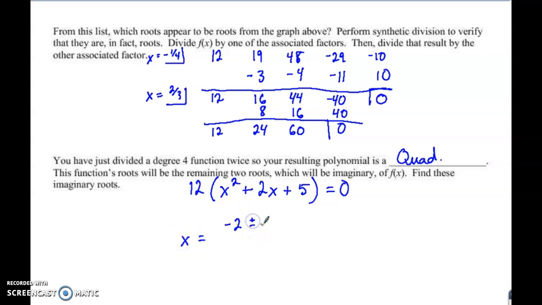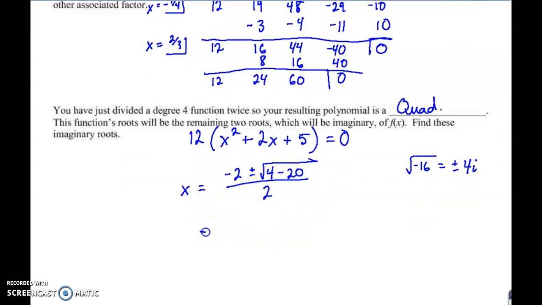I do, however, know what 2 squared is. 4 minus 4 times 5 is 20, all over 2. So that square root is really negative 16, which is the square root is 4i. So I'm just doing some scratch work. So we're looking at negative 2 plus or minus 4i over 2. And I do expect you to reduce that because both those are divisible by 2. Negative 2 divided by 2 is negative 1, plus or minus 2i is your remaining answers.